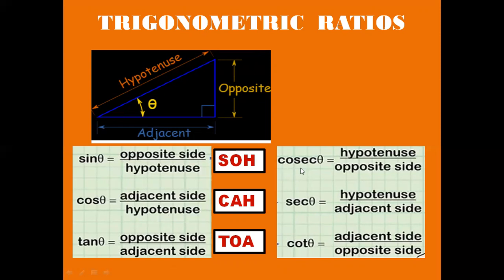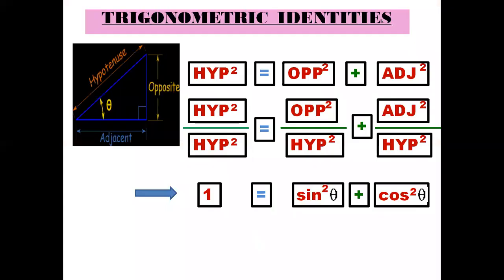So what is the formula of cosec theta? Cosec theta is hypotenuse by opposite side. So hypotenuse comes in the numerator and opposite side goes in the denominator. Again, sec theta is hypotenuse in the numerator divided by adjacent side. Cot theta is adjacent side by opposite side. So this is how we can easily remember the six formulas by SOH, CAH, TOA.